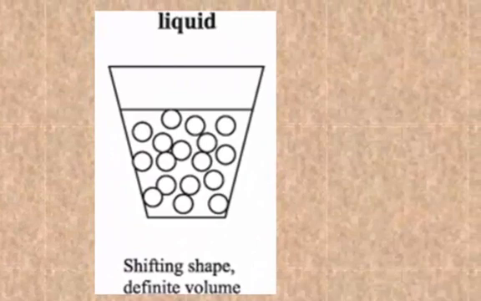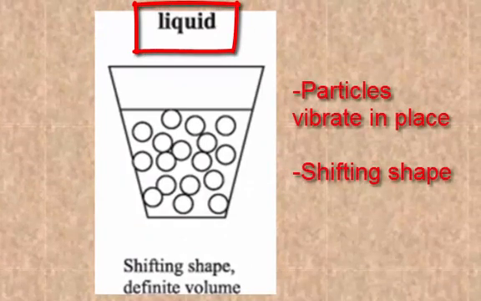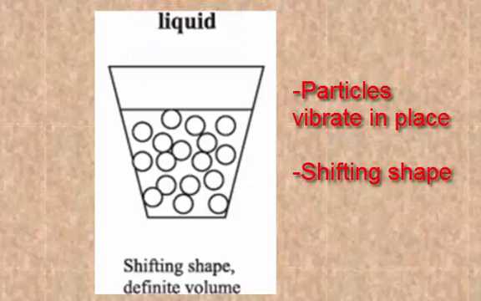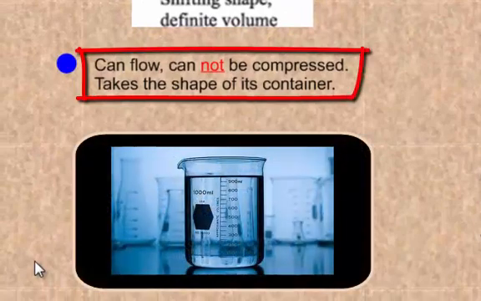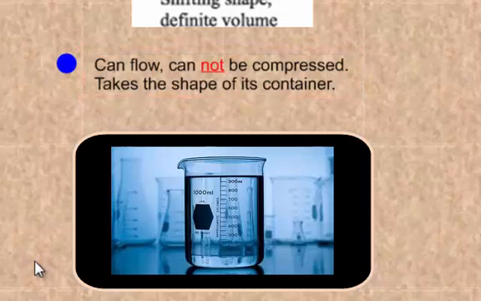The next state of matter is going to be liquids. Now this is going to be a little bit different. The particles are still vibrating in place, but you're going to have a shifting shape, meaning that the liquid can take the shape of its container. So it can flow. There's no particular shape that a liquid has to be in, as opposed to a solid.